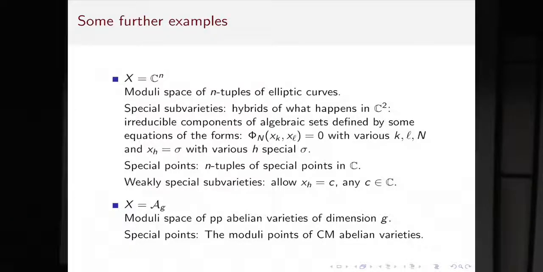Then you get some subvarieties that may be reducible, but you take irreducible components, and those are the special subvarieties. Special points are n-tuples of special points in C. And we'll also need this notion of weakly special subvarieties, where you allow constants to be arbitrary and not special. So that's x equals c to the n.